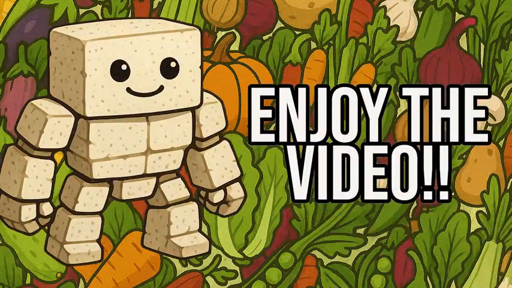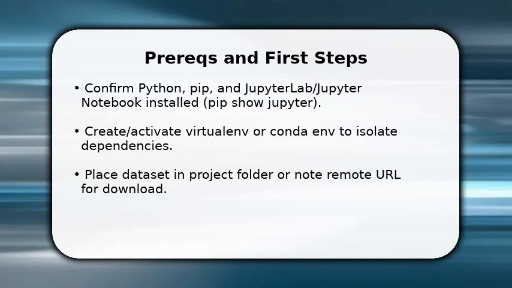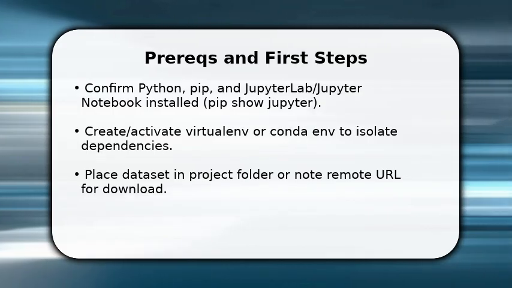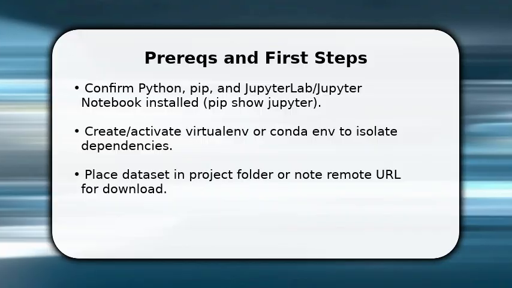Please enjoy the video. You start by ensuring the essentials. Python is installed and you're in a dedicated virtual environment so packages don't conflict. Once done, launch Jupyter in the project folder so relative paths work. Next, verify the dataset location, local file versus remote URL, and note its format: CSV, JSON, Parquet.